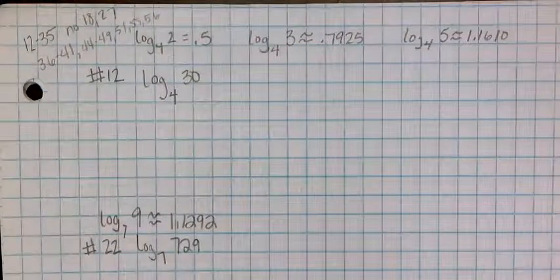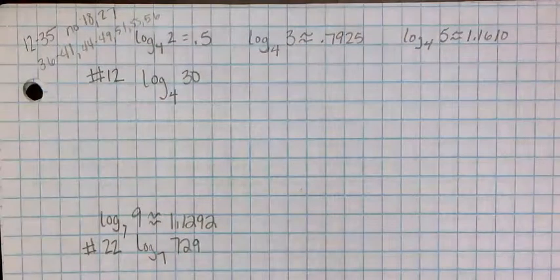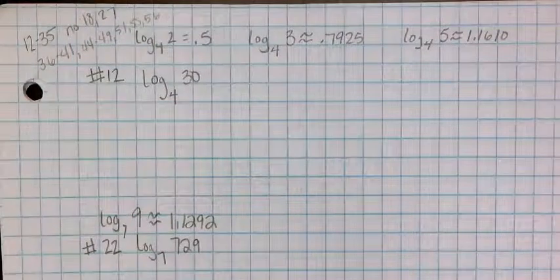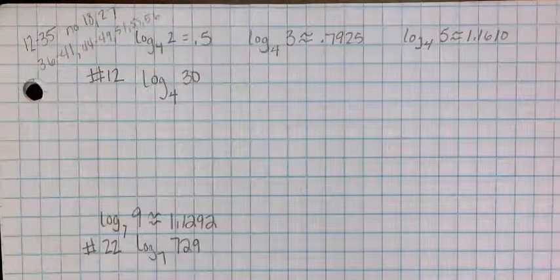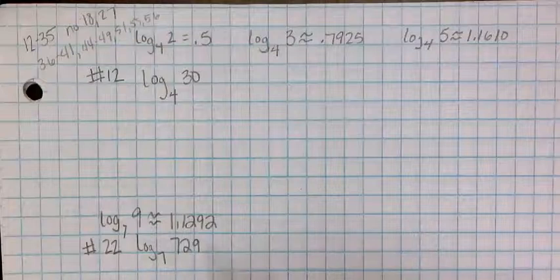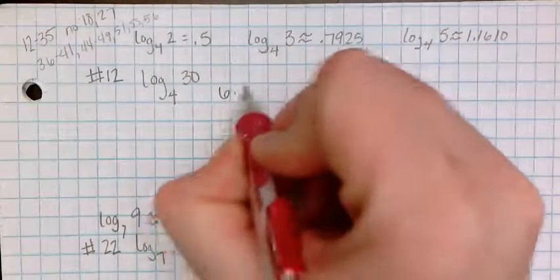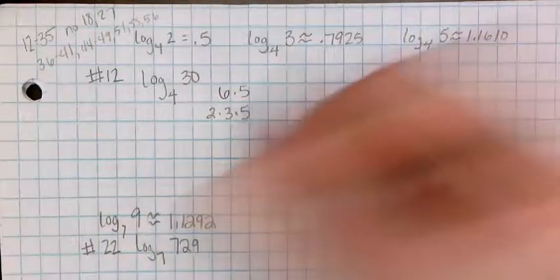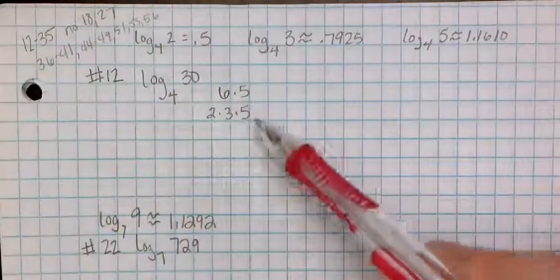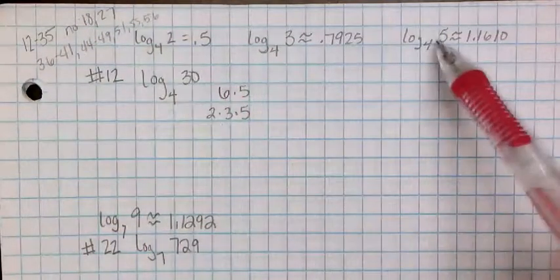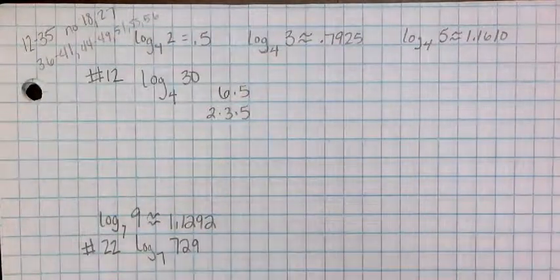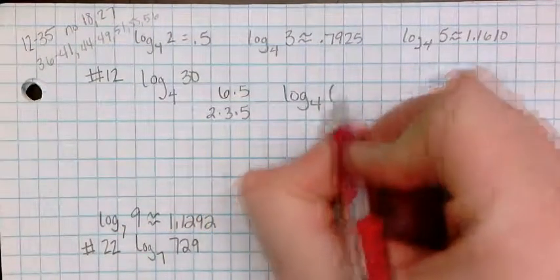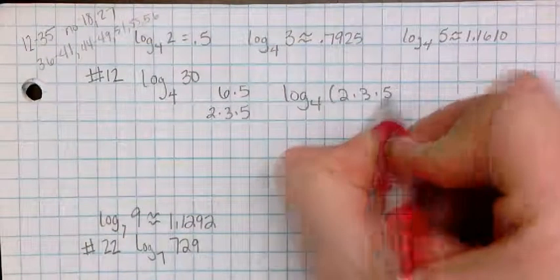So looking at log base 4 of 30, you need to make a product between 2, 3, 5, or 4, 3, and 5 since your base is 4. So 30 breaks down into 6 times 5, and 6 is 2 times 3. So since I have 2 times 3 times 5, I'm using all the information that they gave me. It's a product, so I would rewrite log 4 of 2 times 3 times 5.